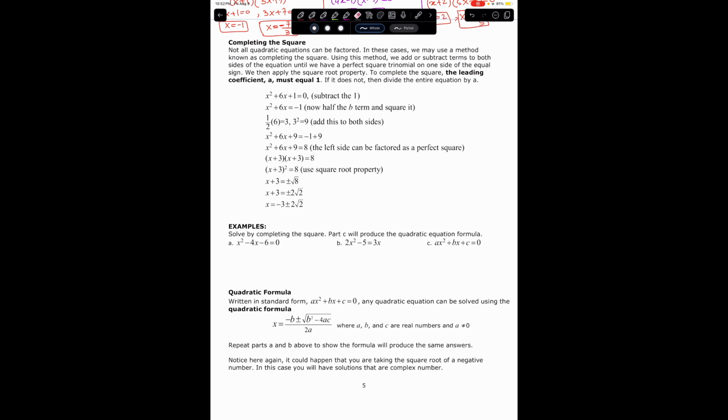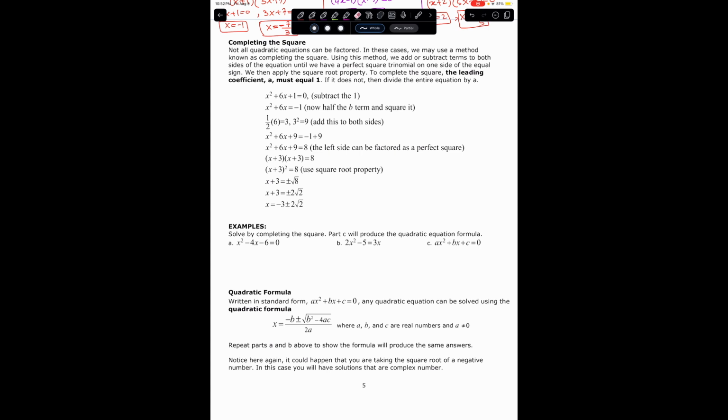So one of the methods to solve quadratic equations is by completing the square. Not all quadratic equations can be factored. In these cases, we may use a method known as completing the square. Using this method, we add or subtract terms to both sides of the equation until we have a perfect square trinomial on one side of the equal sign. We then apply the square root property, taking the square root of both sides of the equation.